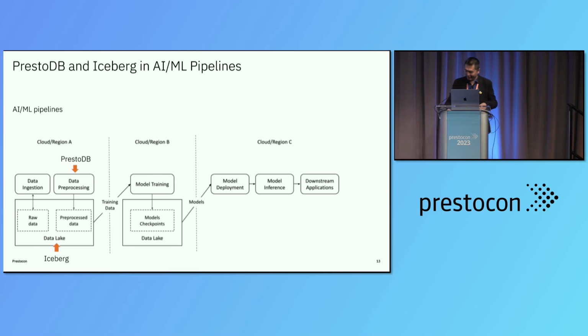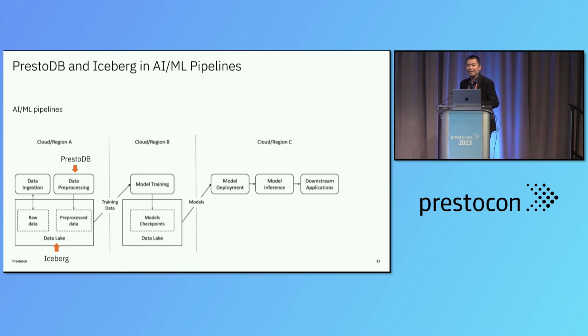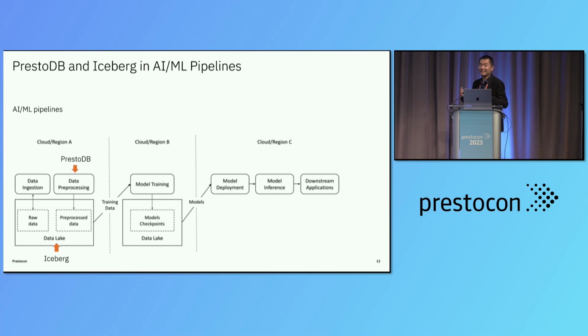Thank you, Ajay. I will continue this topic with a case study about PrestoDB plus Iceberg, making them work together on AI machine learning pipelines. I think you probably already got some ideas about how Iceberg works with Presto. Actually, this connector, we call it the Presto Iceberg connector.